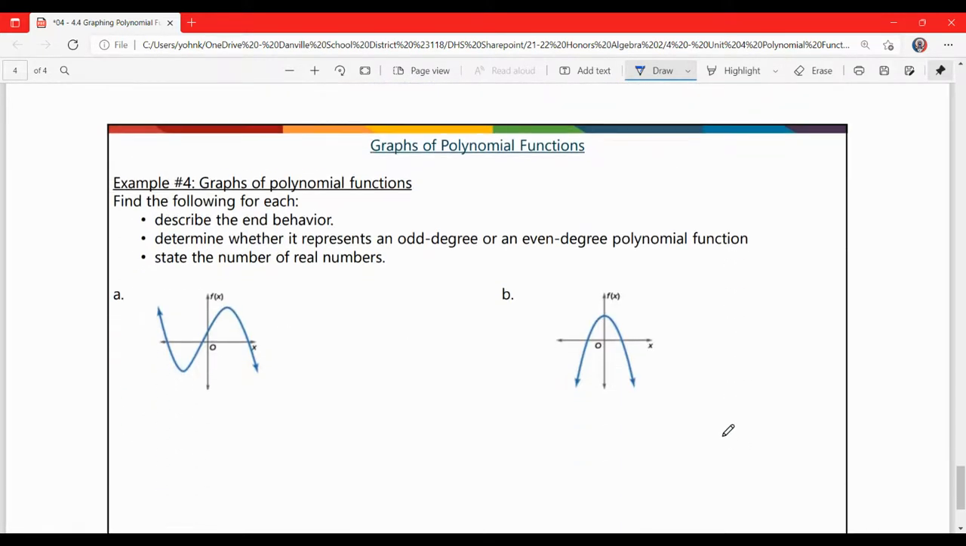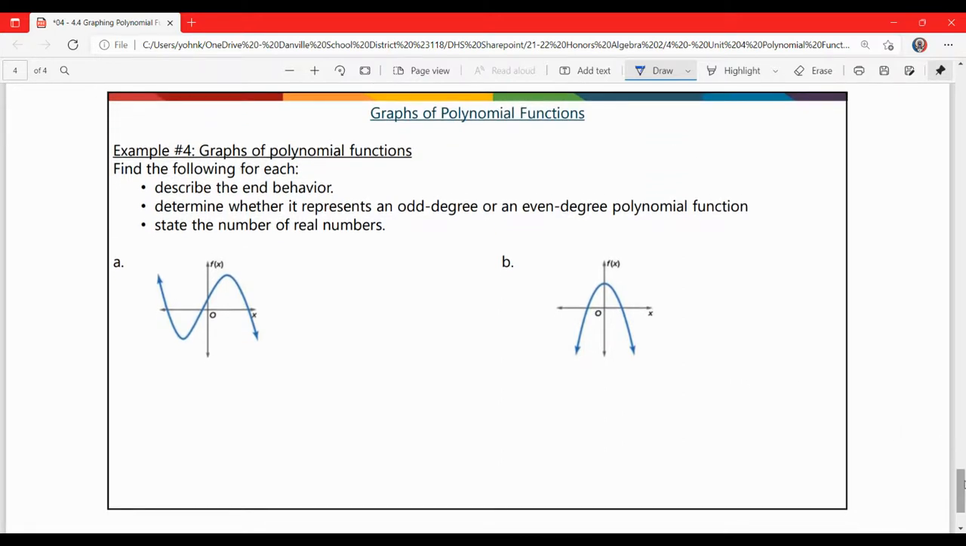So let's take a look at the last two problems. Let's describe their end behavior. Let's determine if it represents an odd or an even degree polynomial. And then finally, let's state the number of real zeros.